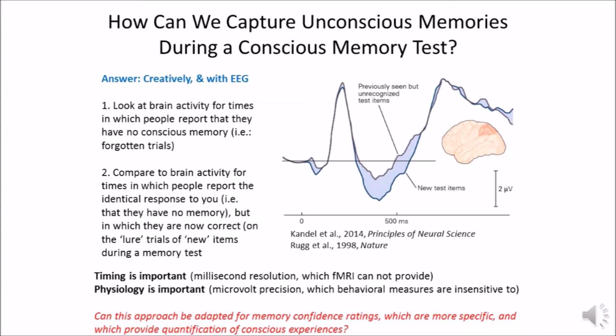Maybe? Okay. And so, again, a couple of points about this. Timing is really important, about 400 to 600 milliseconds, if we want to replicate this, if we want to use this as a tool, a dependent variable to look at in patients. And obviously the physiology is important. So this is capturing something that behavior might be insensitive to. And so the idea is, can we adapt this approach for our confidence ratings? Because confidence ratings give us a whole lot more leverage on our conscious experience, right? Because we can basically quantify the different gradations of it. So how can we do that?